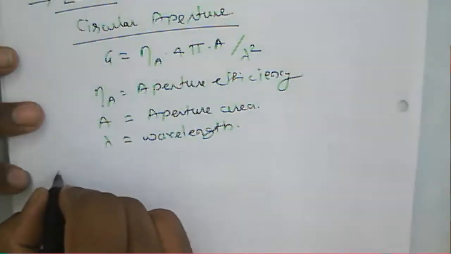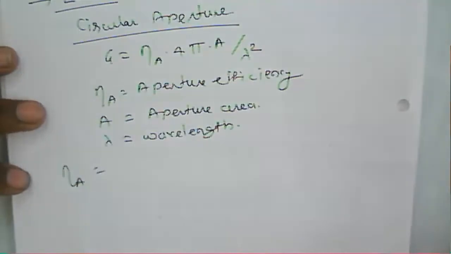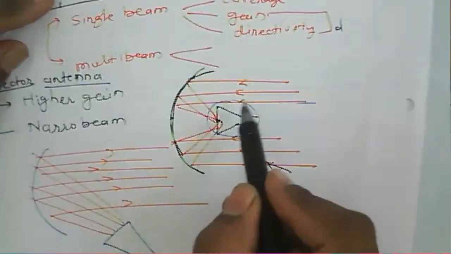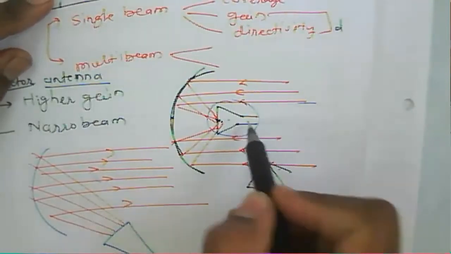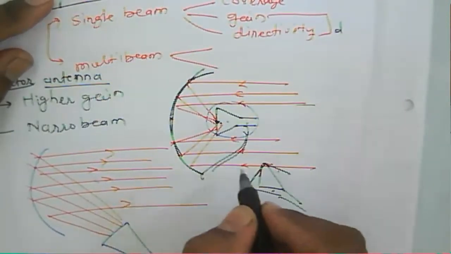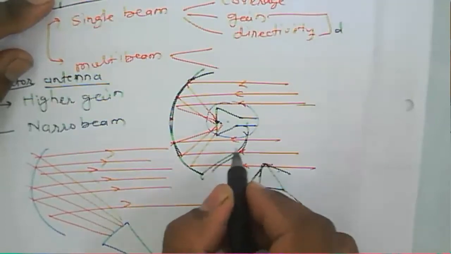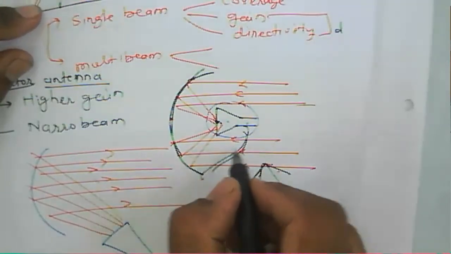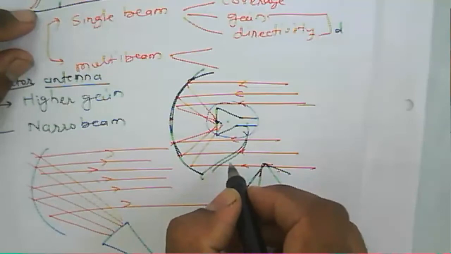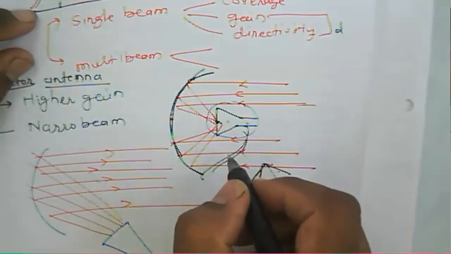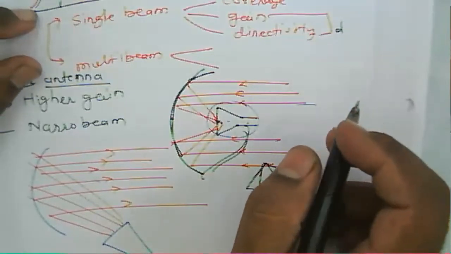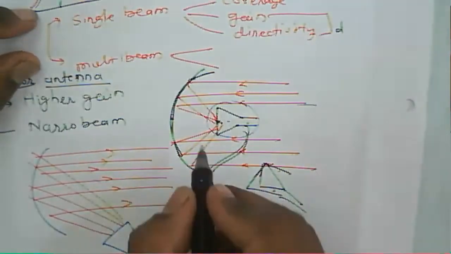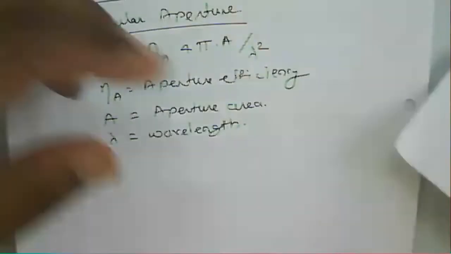But this aperture efficiency means, as I told you earlier, because we have the blockage here. This horn antenna is connected with a metallic structure, and the signal which comes in line is blocked by that metallic object. Because of that, the signal may be reflected from it, or from the focus of the given antenna.